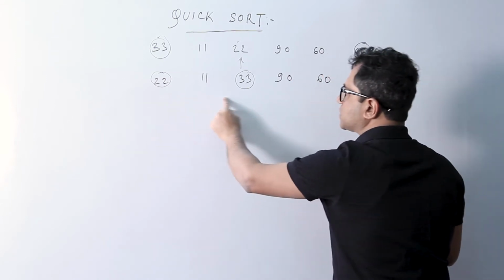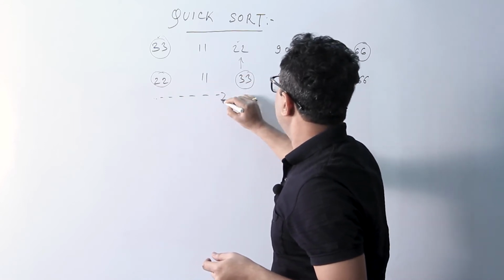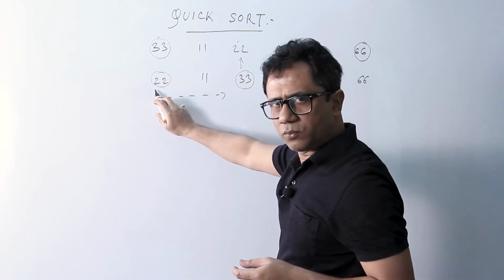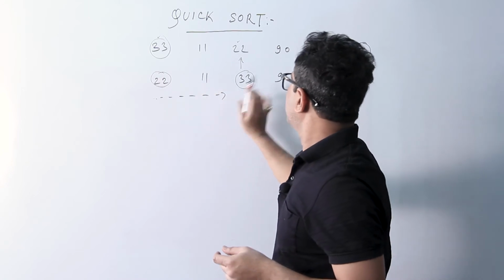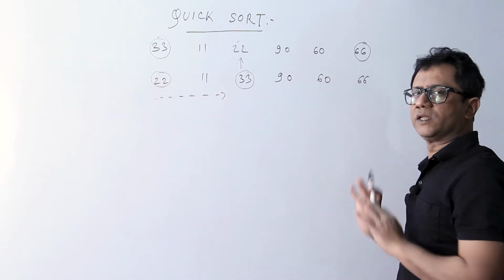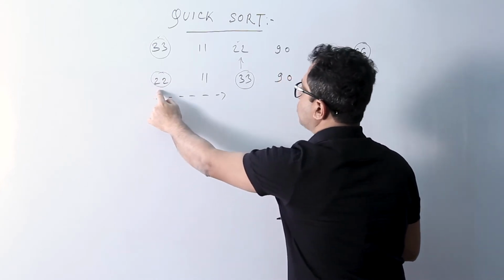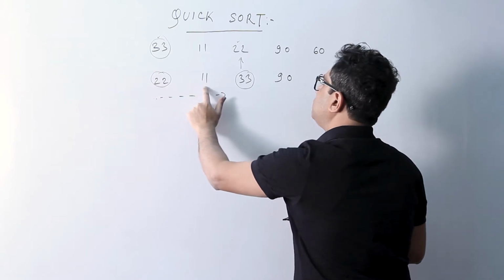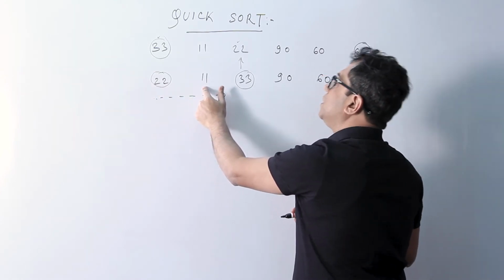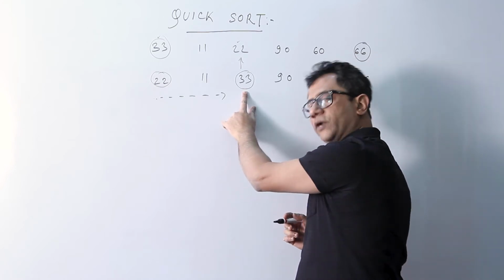We will scan from the left to right and see which number, starting from 22, is greater than 33, and stop at that number and then swap that number with 33. So now let us begin with 22. 22 is not greater than 33, 11 is not greater than 33, now we come to 33 and see that 33 is also not greater than 33.